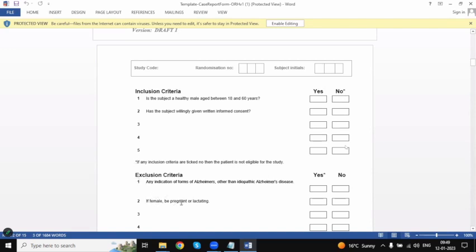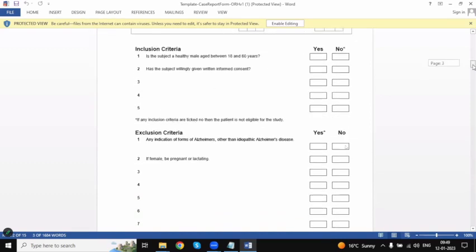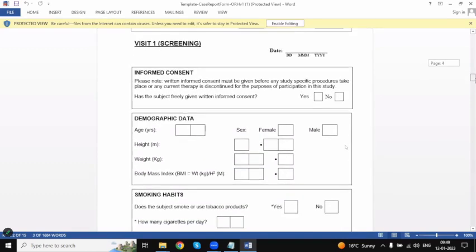Similarly for all exclusion questions. If the subject is a pregnant female and she clicks yes, we have to exclude her. Only if we tick no, we can add her to the study. Like this, the subject has to answer all these inclusion and exclusion questions, and based on that we'll capture the screening result. So the first page is the inclusion and exclusion criteria. Next.